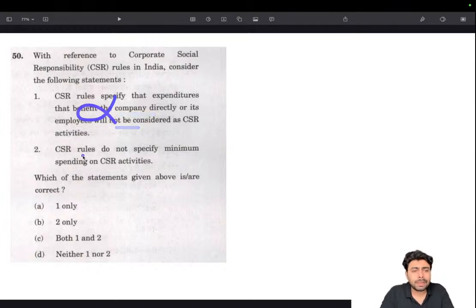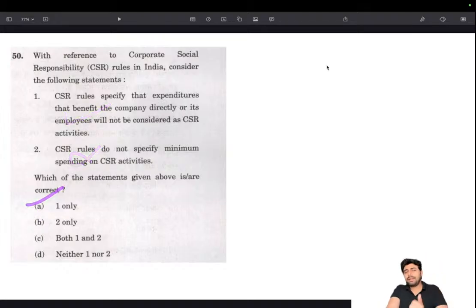This is wrong. CSR rules don't specify minimum spending. Of course, it doesn't specify a maximum limit, but it does specify minimum limits. Otherwise, companies could get away with any sort of minimum levels. In order for the CSR rules to actually work, there should be a minimum spending. So that is wrong. So this is right. This is wrong. So the answer is 1 only.